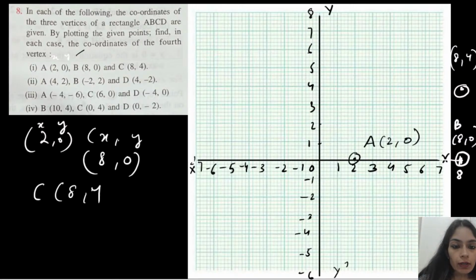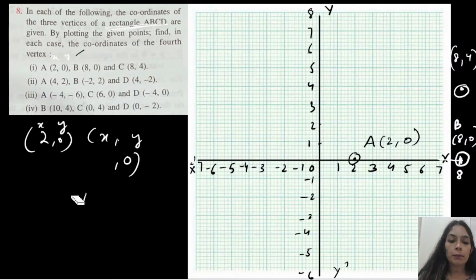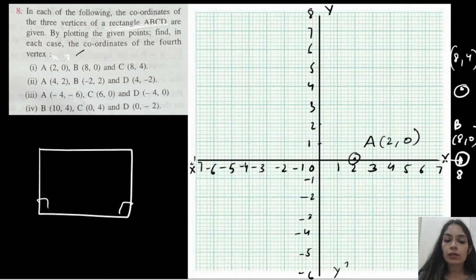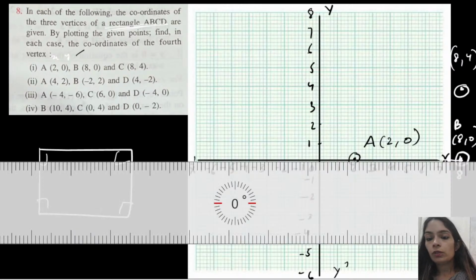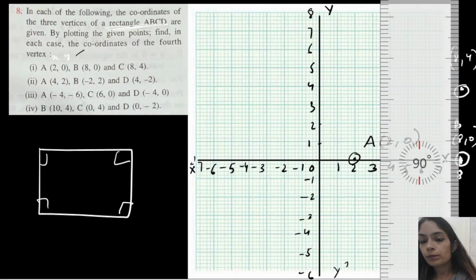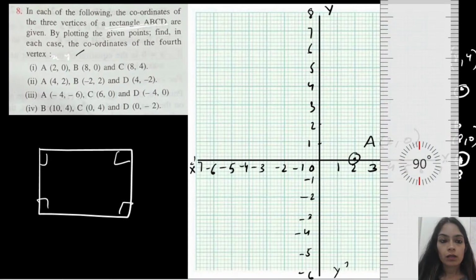The three points are three vertices of a rectangle. Remember, in a rectangle all angles are 90 degrees, so we have to draw straight lines only. With the help of a scale you just have to join the lines now. So this one I am just joining.